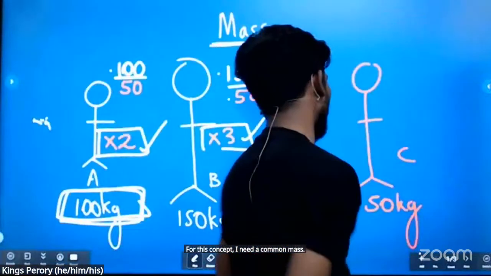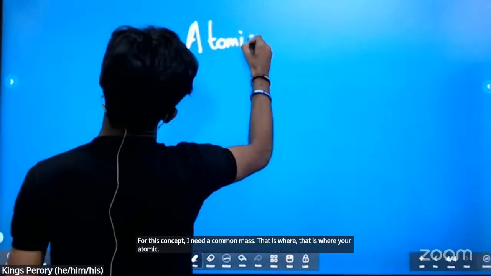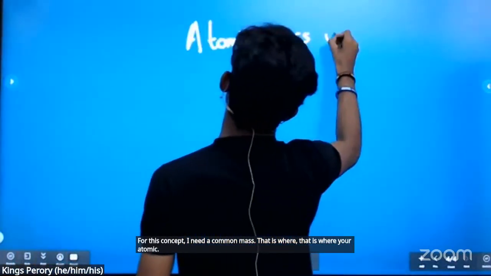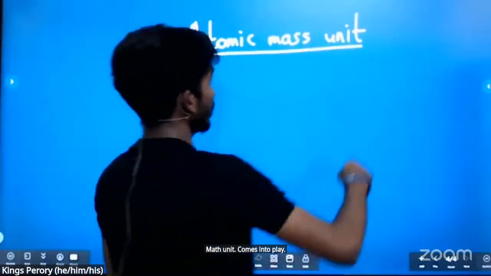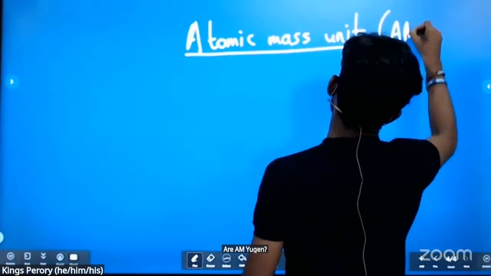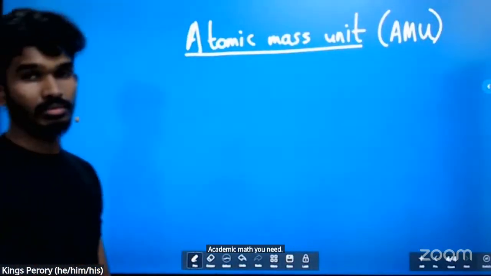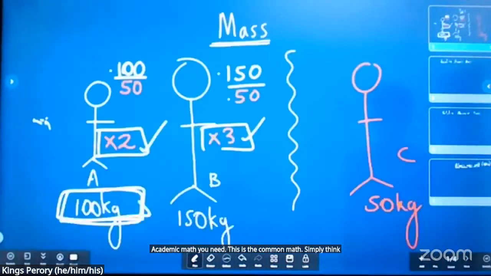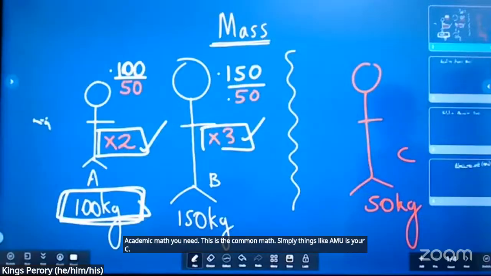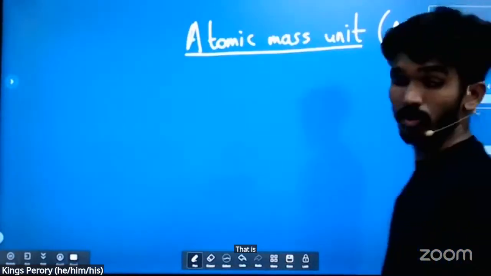That is where your atomic mass unit, or AMU, comes into play. This is the common mass. Simply think of AMU as your C. That is the common mass that we are going to use to compare.